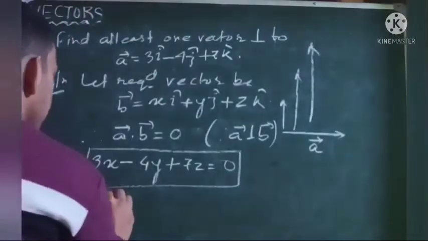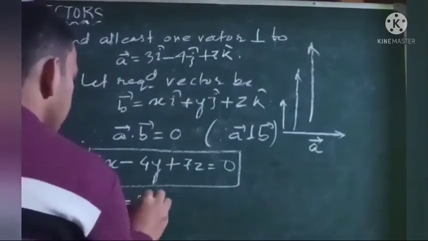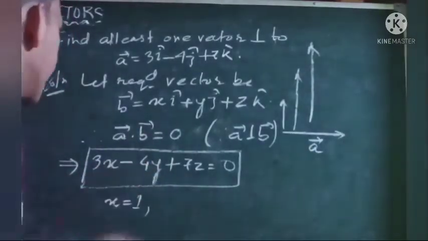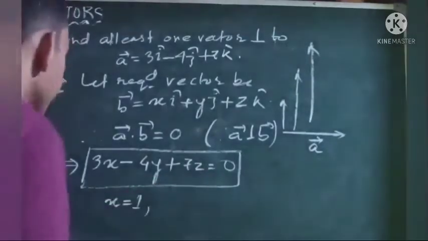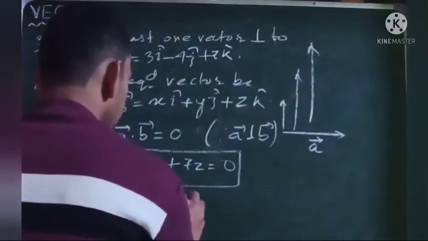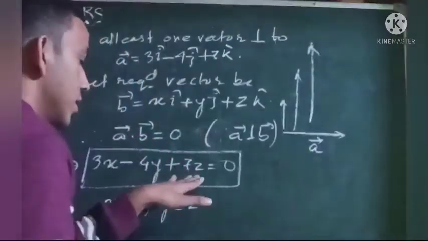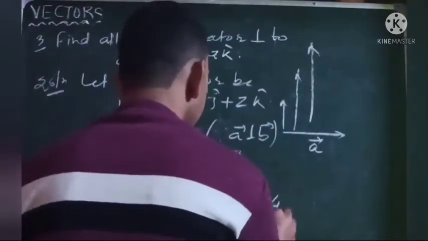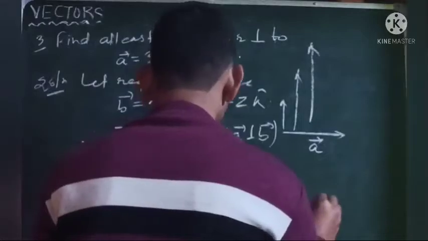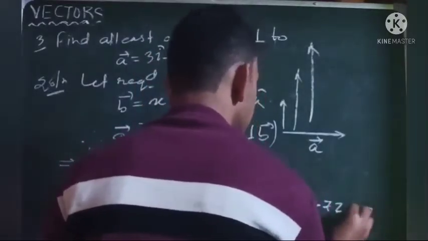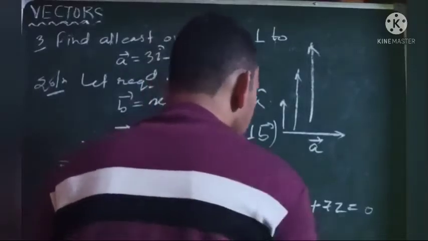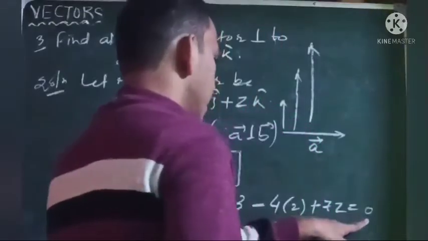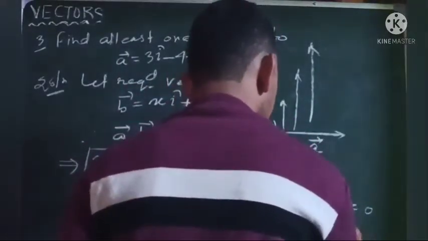Now let's put x is equal to 1. We can put any values of two variables, suppose let us put x and y, and we will get the third variable z. x equal to 1, y is equal to 2. Then let's find what value of z we are getting. 3 times 1, that is 3, minus 4 times 2, plus 7 times z is equal to 0. Therefore, 4 multiplied by 2 is 8, 3 minus 8 is minus 5. So here we are getting z as minus 5 upon 7.